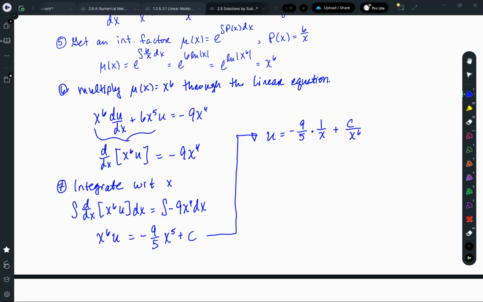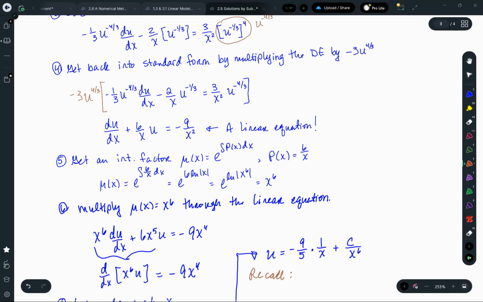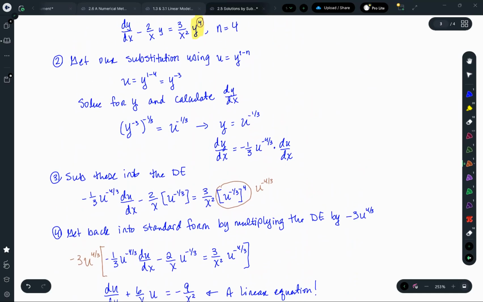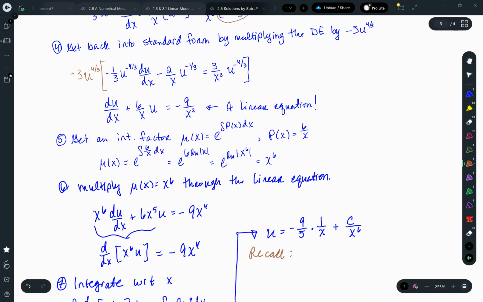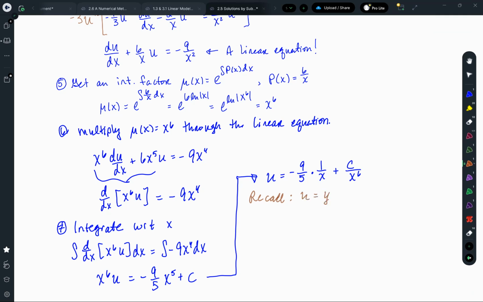Now, I have to remember something. We need to recall that u was not the variable we started in, and going all the way back up, u is equal to y to the minus 3. So I'm going to replace it. I get y to the minus 3 is equal to, and I'm going to rewrite my fractions a little bit, negative 9 over 5x plus c over x to the 6th power. And I'm going to leave it like that.